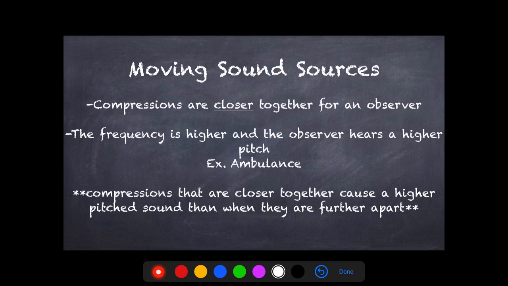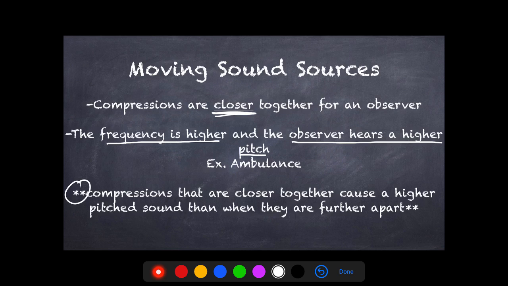When you have a moving sound source, so you yourself are not moving, but whatever is producing the sound is moving, you're going to have compressions that are closer together as the observer observes the sound. So the frequency is going to be higher and the observer is going to hear a high pitch. So this is like an ambulance. If it's approaching you, you're going to hear a higher pitch than if the ambulance is driving away from you.